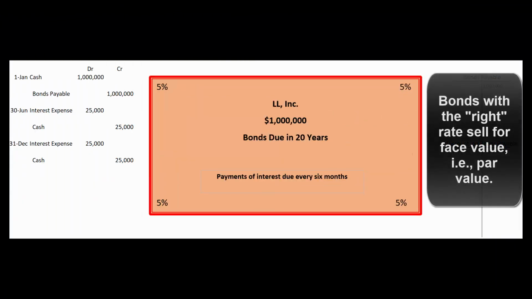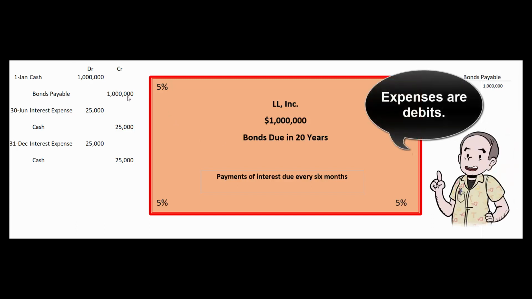If the contract rate and the market rate are the same, we sell the bond at face value. And the journal entries are pretty straightforward. Debit cash for $1 million, credit bonds payable for $1 million. Every 6 months, let's pretend like we haven't accrued for interest expense yet. Debit interest expense for $25,000, credit cash. Debit interest expense for $25,000, credit cash. And that's all there is to it, to issuing bonds at par.